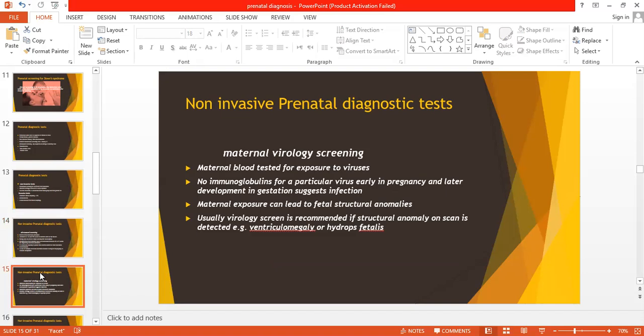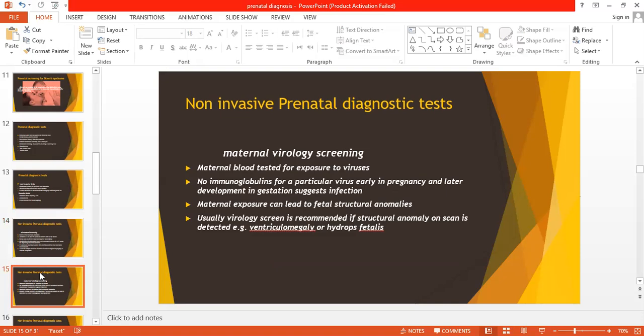The second one among non-invasive prenatal diagnostic tests is the maternal virology screen. Maternal blood is tested for exposure to viruses. ये भी अक्सर उन केसेस में करते हैं कि अगर आपको multiple structural anomalies detect हो जाएं and you want to know the cause of these structural anomalies, so you do the maternal virology screen.